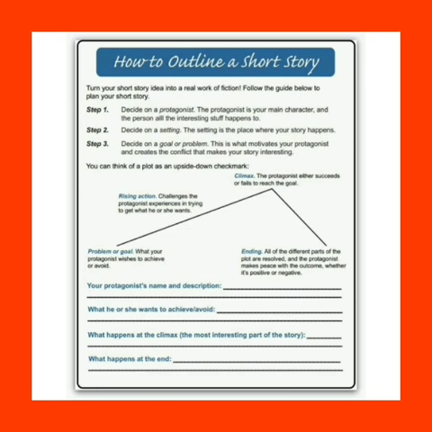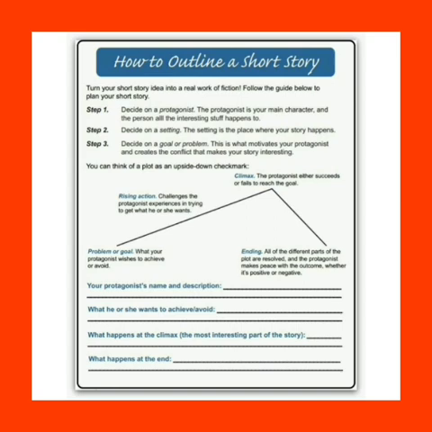Step 2. Decide on a setting. Setting is the place where your story happens. Step 3. Decide on a goal or problem. This is what motivates your protagonist and creates the conflict that makes your story interesting. So this way you can start, like your protagonist name and description, what he or she wants to achieve or goal, what happens at the climax and what happens at the end.